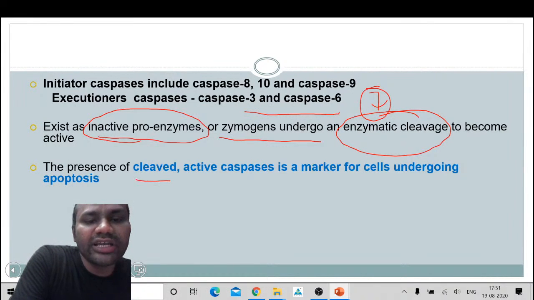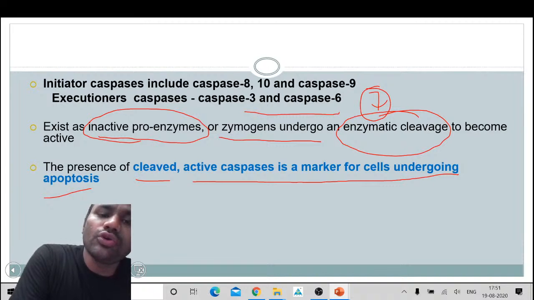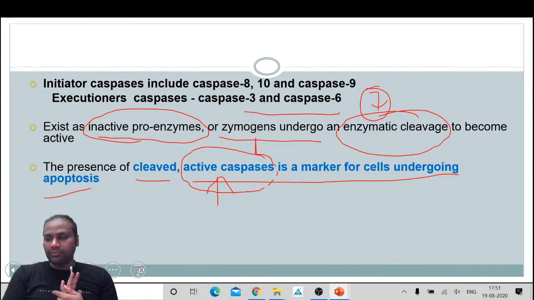The presence of cleaved, active caspases is a marker for a cell undergoing apoptosis. So how do you know a cell is undergoing apoptosis? By the presence of cleaved or active caspases. When we see cleaved caspases, we know that this cell is undergoing apoptosis.